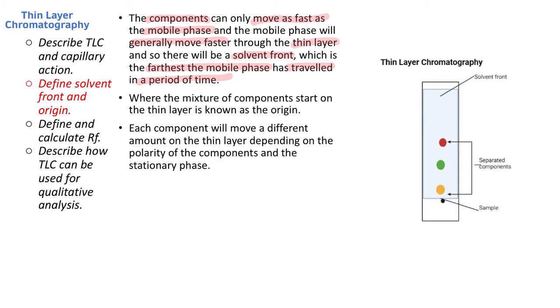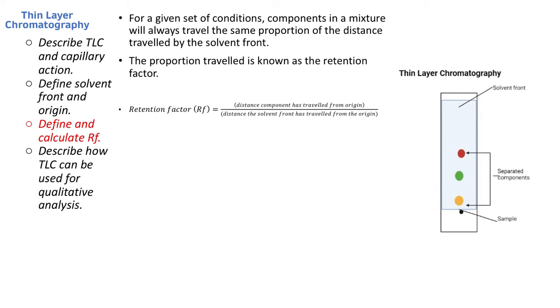So that's the solvent front, okay? Where the mixture of components starts is the origin. So the origin would be here, this black dot here, right? So you've got the solvent front and the origin. And then the idea is that each component will move a different amount on the thin layer depending on the polarity of the components and the stationary phase. So that's what we've been dealing with in the last couple of videos. All right, so let's move on.